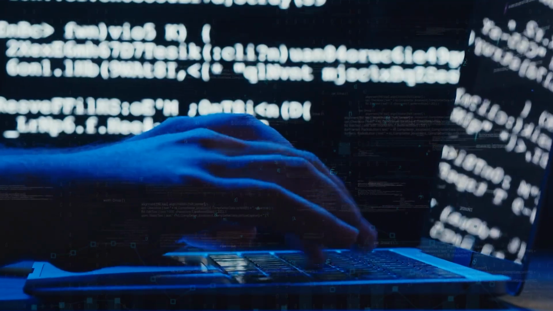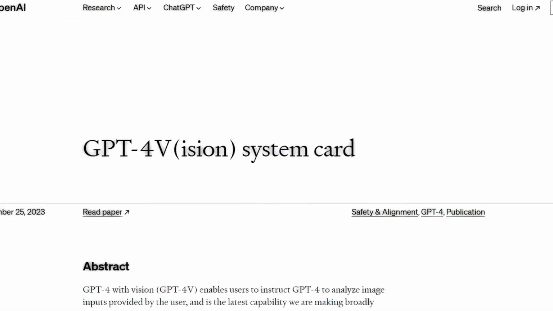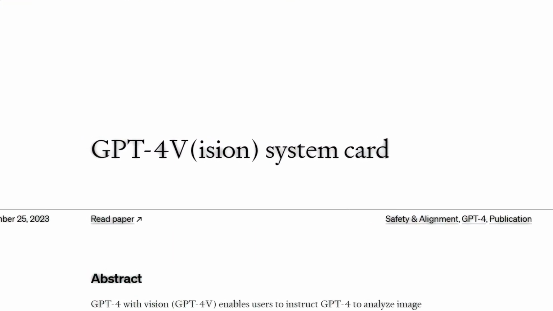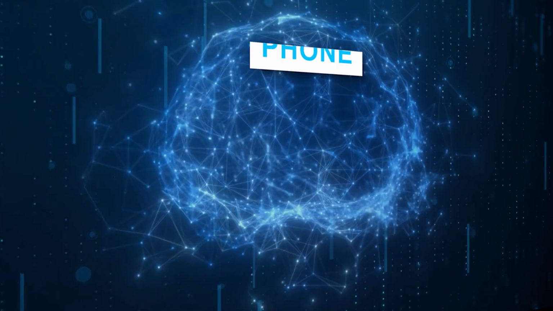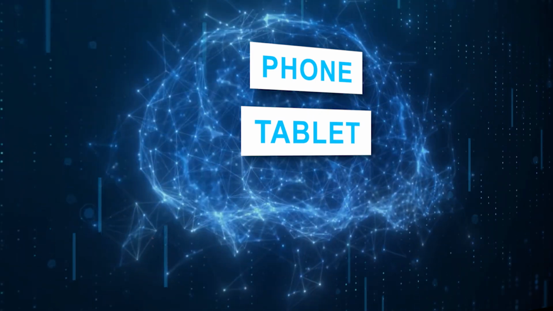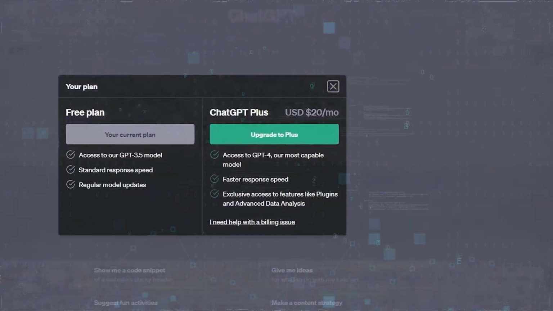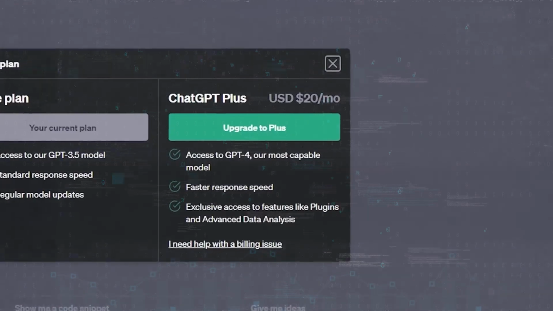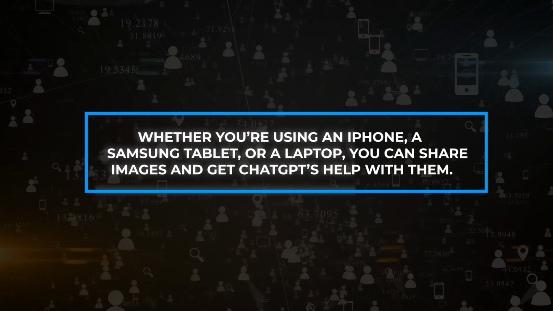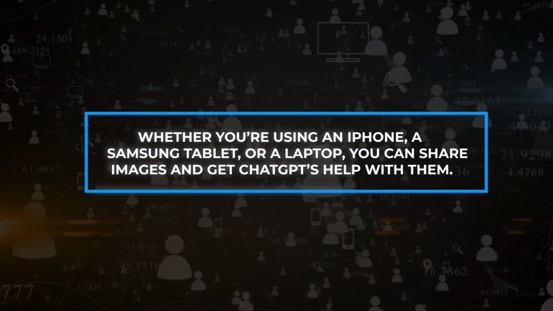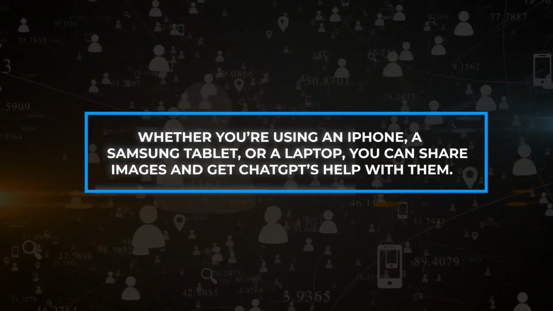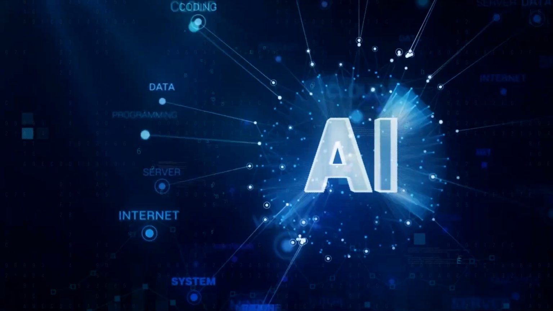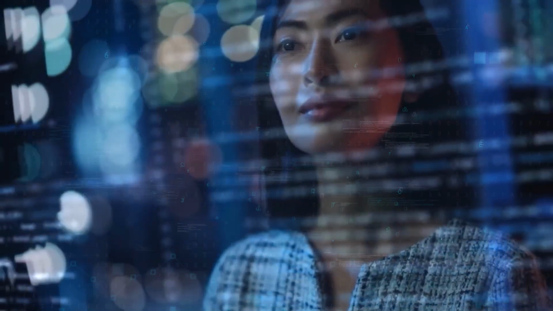Showing pictures to ChatGPT, this feature is even more flexible. No matter where you're chatting from, your phone, tablet, or even a computer, you'll be able to show pictures to ChatGPT. So, whether you're using an iPhone, a Samsung tablet, or a laptop, you can share images and get ChatGPT's help with them.